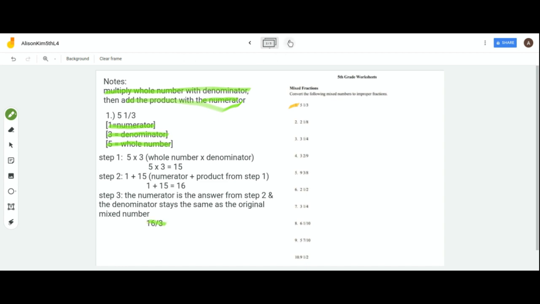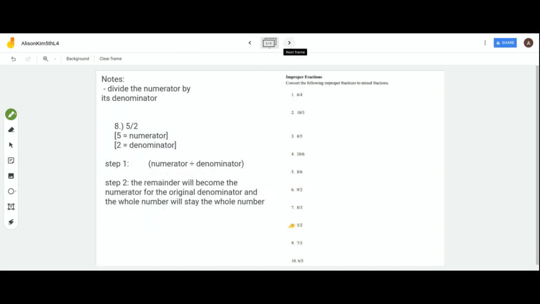Now let's move on to improper fractions. Improper fractions are way different from mixed numbers because you actually divide the numerator by its denominator. So let's do number 8 together. Number 8 is 5 over 2.